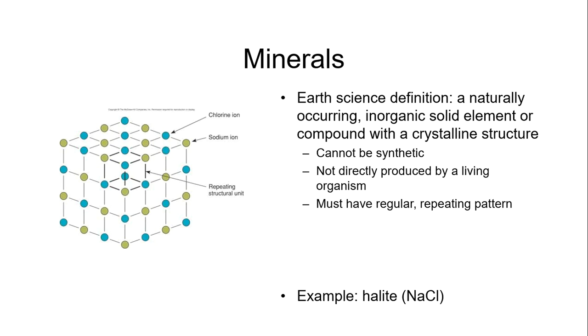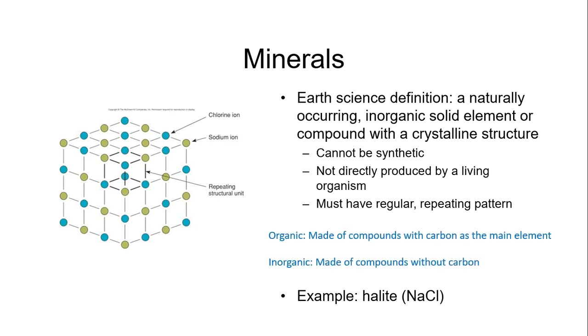Now, don't confuse this inorganic with the popular term in our culture today. Usually we talk about something organic, meaning there aren't any pesticides or hormones or any artificial growth stimuli for produce and milk and meat and food. When we talk about the Earth, organic doesn't have anything to do with food specifically. What we really mean by organic is that it's made of compounds with carbon as the main element. That's what we mean by organic. So inorganic are compounds made without carbon.